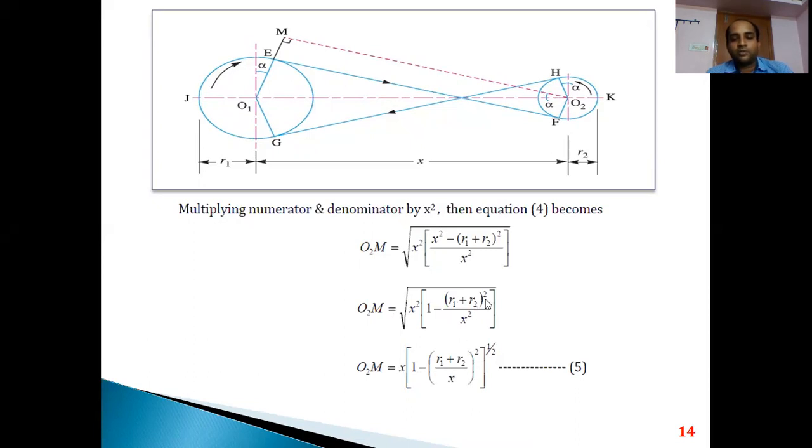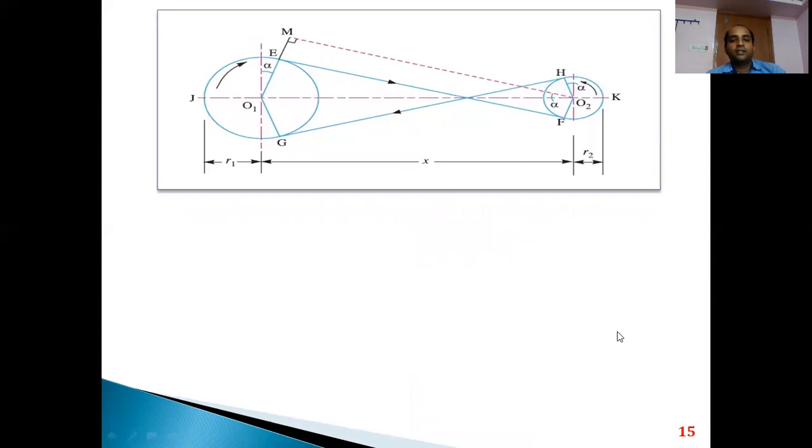This is also (R1 plus R2) whole square. This is also x square. So together I write it as (R1 plus R2) by x whole square. And remember, I have only taken this x square outside, so that it becomes x. Remaining terms are within the square bracket, which means the power is just 1 by 2 itself. This is our equation 5.